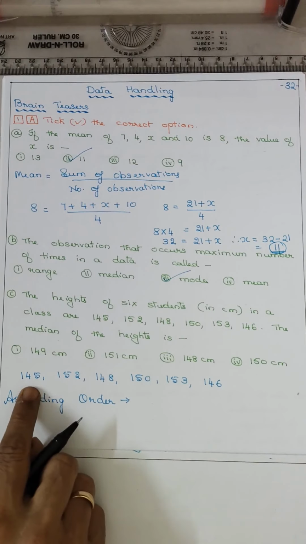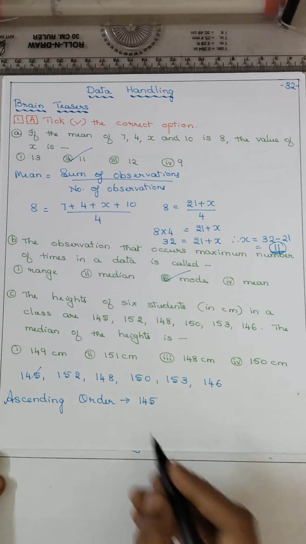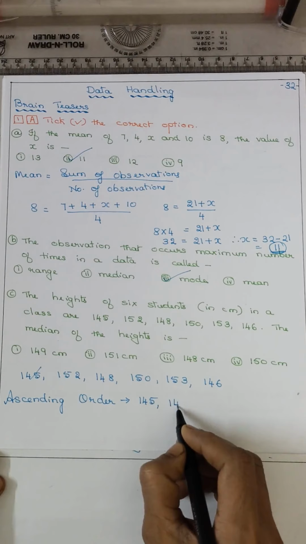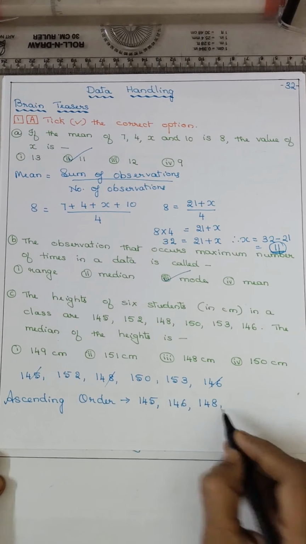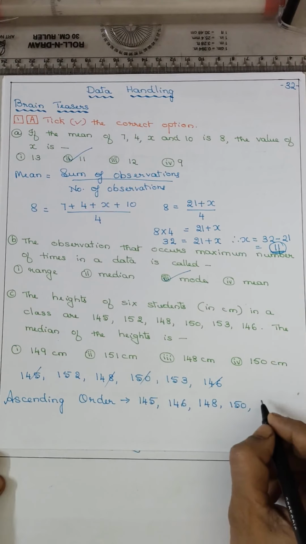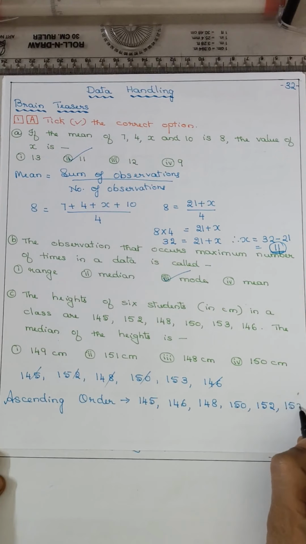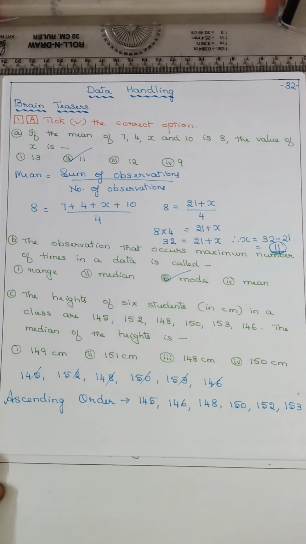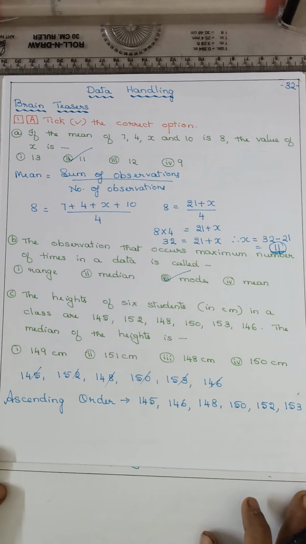So in ascending order, the smallest one is 145, next 146, next 148, next 150, next 152, next 153. So you have to write like this. Whenever you write a number, you just cross it with the pencil so that you remember we have to find out the next. Okay.